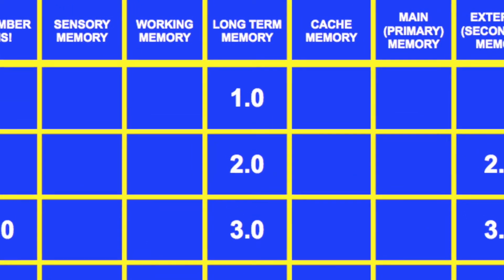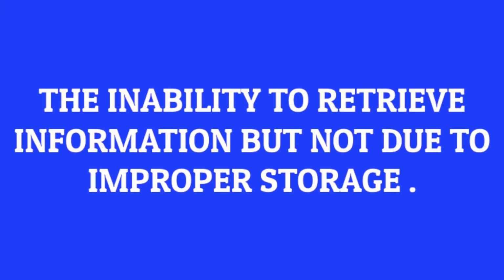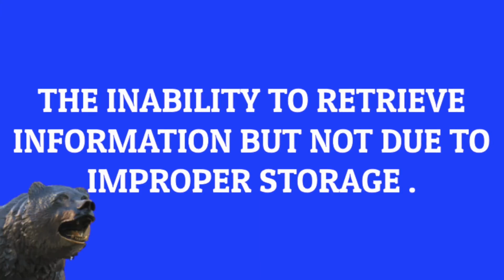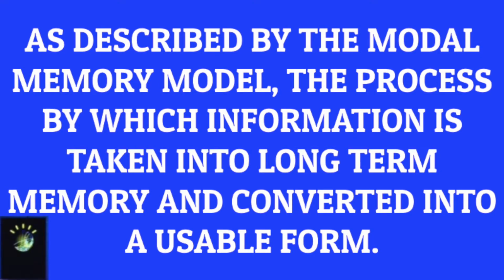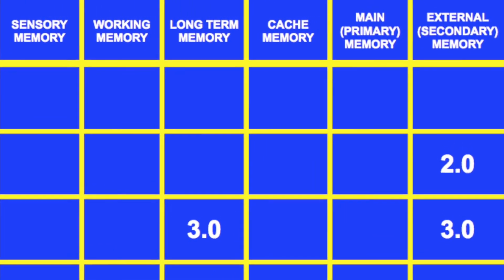Long-term for 1.0. The inability to retrieve information, but not due to improper storage. What is the loss of long-term memory? Long-term for 2. As described by the modal memory model, this process by which information is taken into long-term memory and converted into a usable form. What is encoding? External for 2.0.